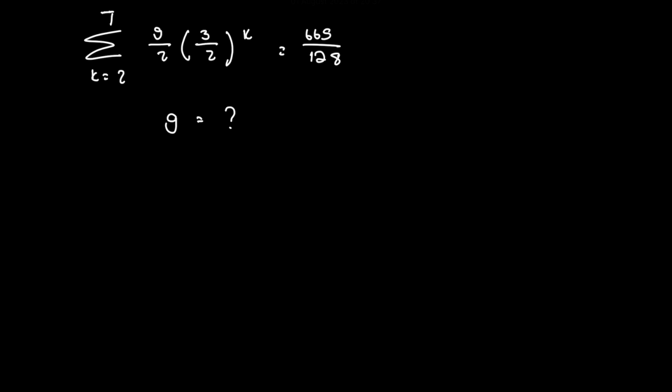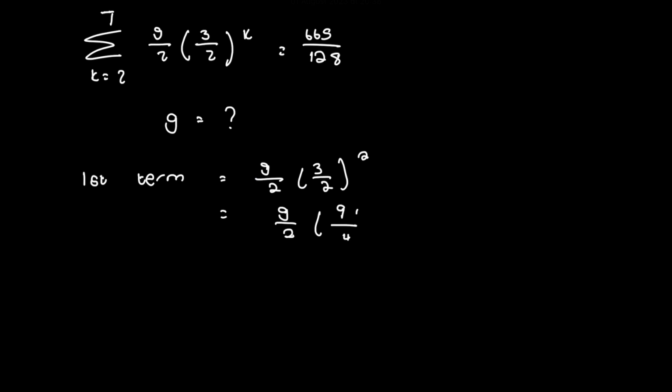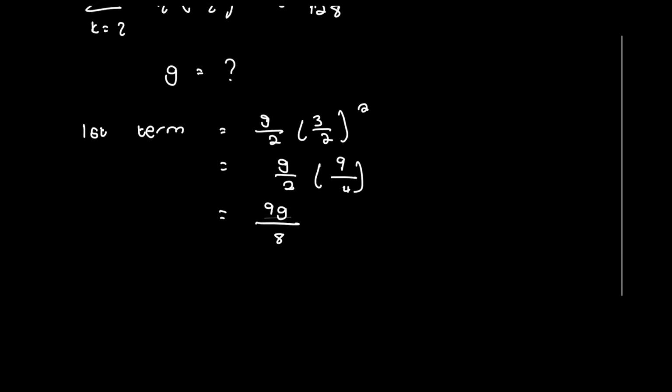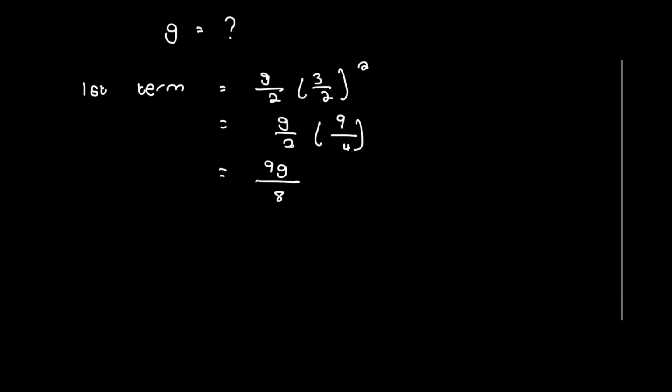So basically we have to find out what our first term is. To find our first term, we take our general formula, which is G over 2 times 3 over 2, and in place of the k, we must substitute the 2. So we say G over 2 times 3 over 2 squared, which is going to give us 9 over 4. To simplify this further, we're going to have 9G over 8. So now this is our first term. This is our actual first term.